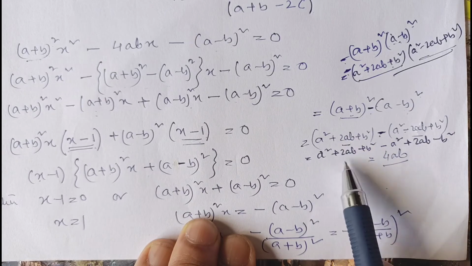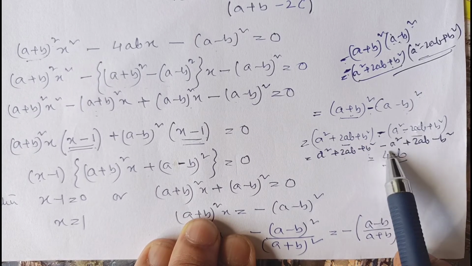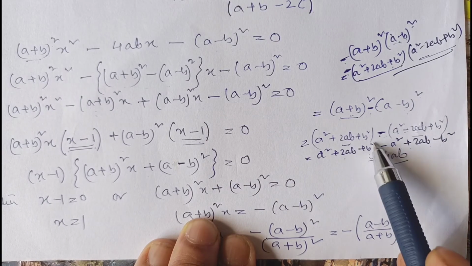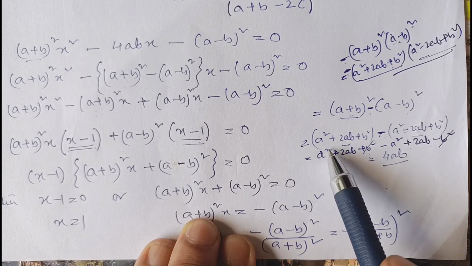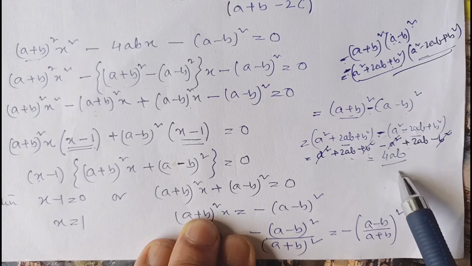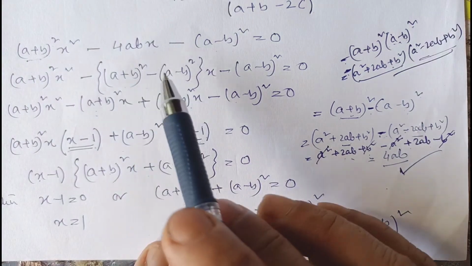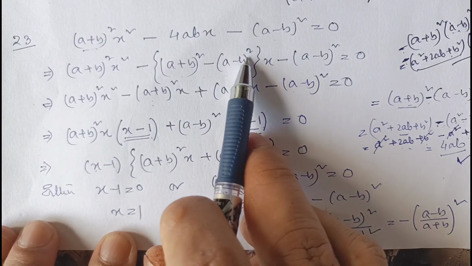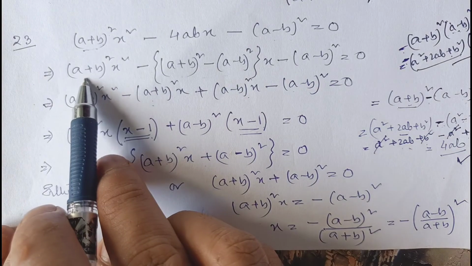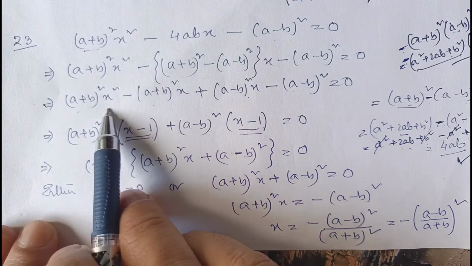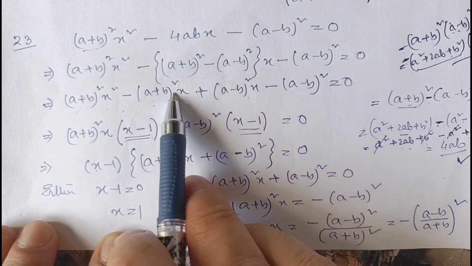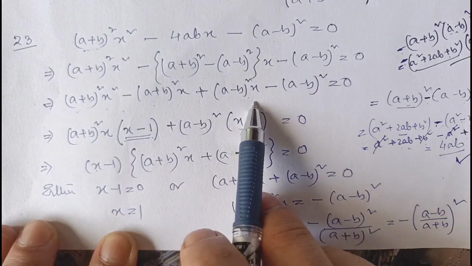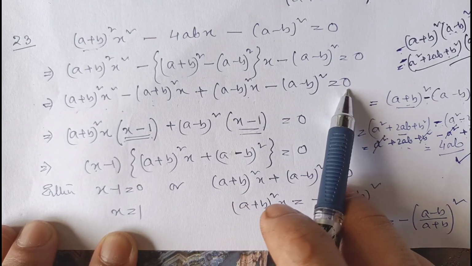So a square plus twice ab plus b square minus a square minus minus plus twice ab plus minus b square. b square minus b square cancel, a square minus a square cancel, so it will be 4ab, and here also it is 4ab. So instead of 4ab we can write a plus b whole square minus a minus b whole square into x. So here it will be a plus b whole square x square minus a plus b whole square into x minus minus plus a minus b whole square x minus a minus b whole square equals 0.